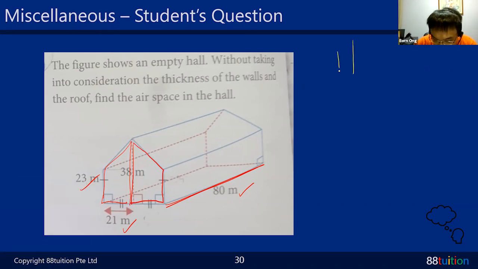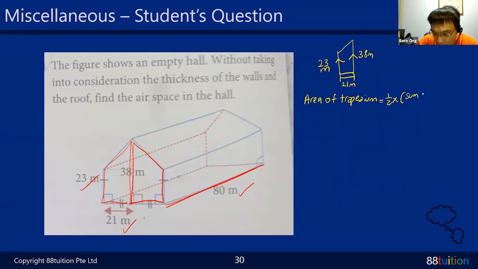Can. So this trapezium, we can see that this one and this one is parallel. I'm drawing one side only. The shorter one is 23 meter. The longer side is 38 meter. And the base down here, which is like the height, is 21 meter. Yes, Doreen, you got it correct this time around. So we can actually find the area of the trapezium first. Area of trapezium, what's the formula? Half times sum of parallel lines times the perpendicular height.